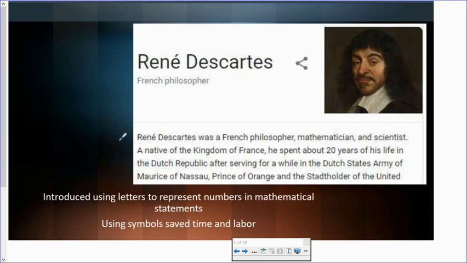Now, this was introduced by René Descartes. He's a French philosopher, and he introduced using letters to represent numbers in mathematical statements. And by doing that, it saved time and also labor.